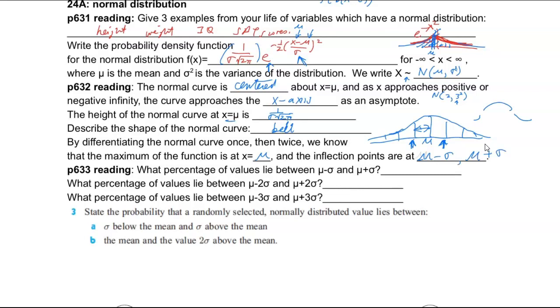What percentage of values lie between mu minus sigma and mu plus sigma? Do you remember 68, 95, 99 from the investigation? So the middle two sections are 68%. So between mu minus sigma and mu plus sigma, it's 68%. Between mu minus 2 sigma and mu plus 2 sigma, it would be 95%. And between mu minus 3 sigma and mu plus 3 sigma, which is here and here, it would be 99%. So we get those values from the 68, 95, 99 mnemonic.